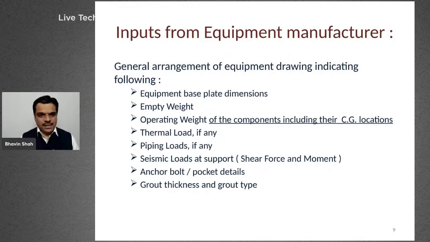Firstly, equipment base plate dimensions, naturally. So the overall base plate dimension has to be included. The empty weight of the equipment will be included. Then the operating weight of the components, including their CG locations, needs to be included, so that we can calculate the CG of the foundation, as well as the CG of the machine, and then we can calculate the eccentricity. Then if there is any thermal load because of the operating condition, or because of the functioning of the equipment, that should be included.